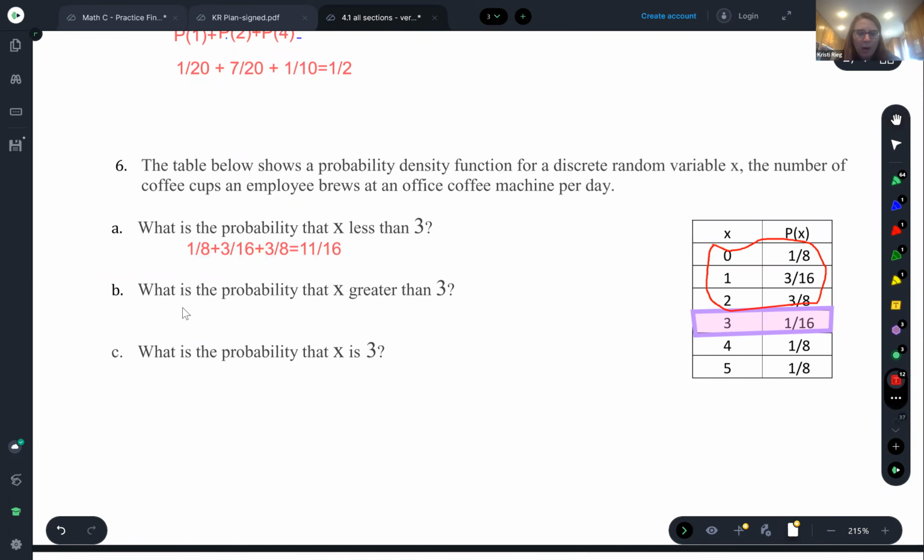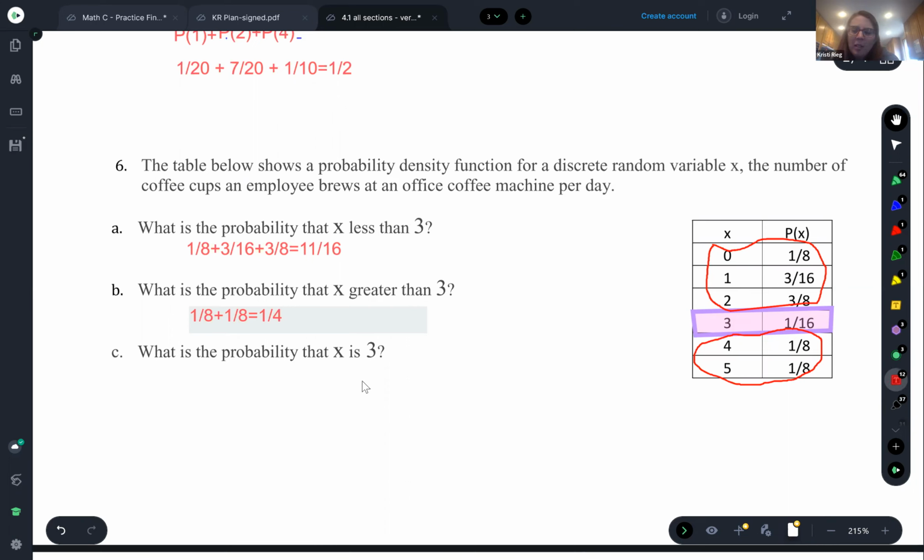Then we want to know the probability greater than 3. So that would be the greater than 3. So again, we're not including 3 in this one either, because greater than 3 means more than 3, not equal to 3. So I'm going to say 1/8 plus 1/8, and that's 2/8, which reduces to 1/4.